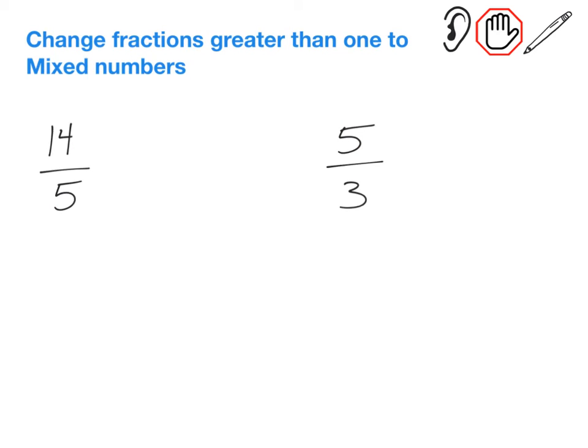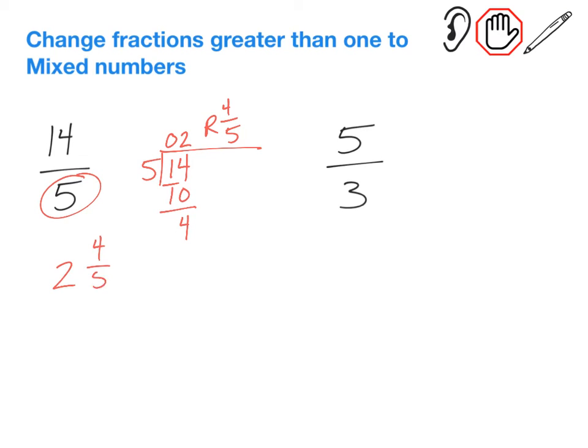For our next skill, let's practice changing fractions greater than 1 into mixed numbers. So I know that fractions are just a division problem. So I can take 14 divided by 5. But instead of solving as a decimal, I'm looking for a remainder. So 5 doesn't go into 1, but 5 goes into 14 2 times. 2 times 5 is 10. Subtract, we get a remainder of 4. So it's 2 remainder 4 over the denominator of 5. So 14/5 is the same thing as 2 and 4/5.